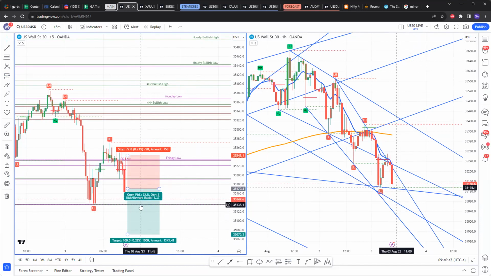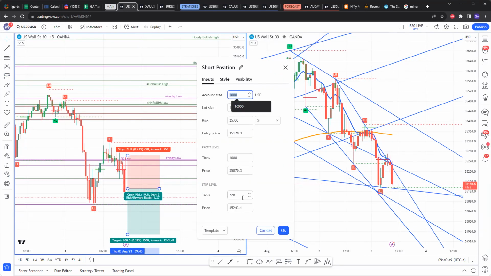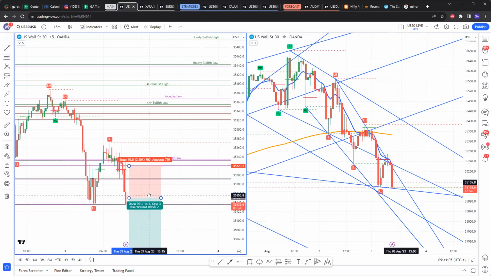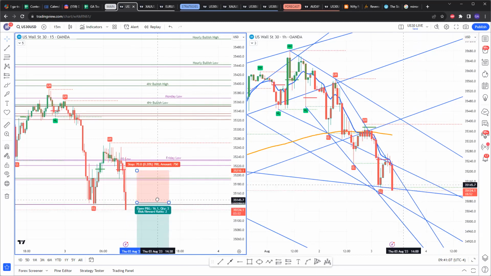Or what risk to reward you're going to use. So for this one, it looks like the stop loss might be like 70 pips maybe. So if you want a 1:2, then you know that your TP would be like 140 pips. So this, right, the further it keeps dropping, the further your stop loss has to be.